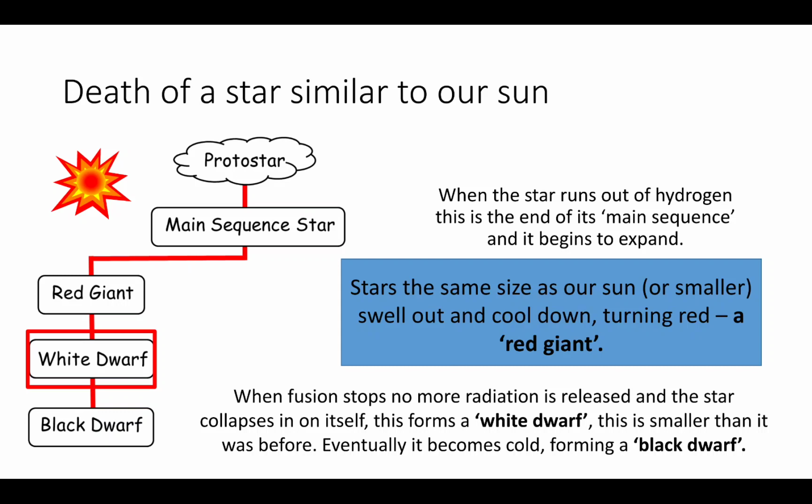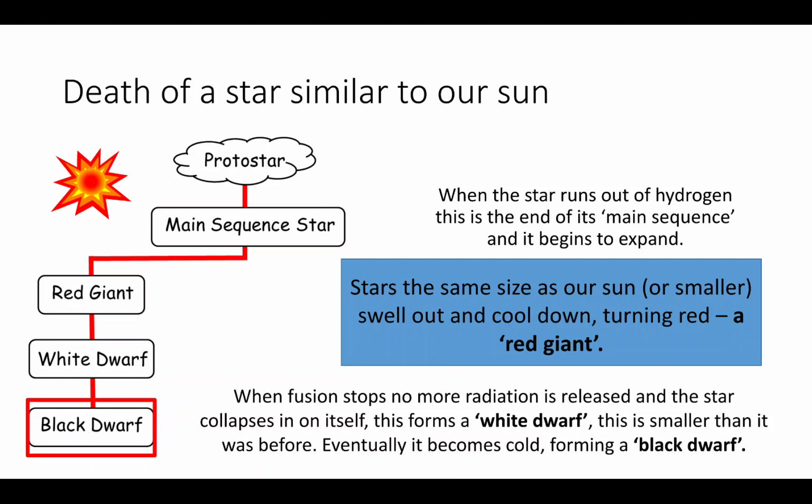So a white dwarf: when fusion stops and no more radiation is released and the star collapses in on itself, it'll form a white dwarf, which is smaller than the original star. And eventually, it could become cold, forming a black dwarf. There are no black dwarfs in the universe at the moment. The universe is about 13.8 billion years old.